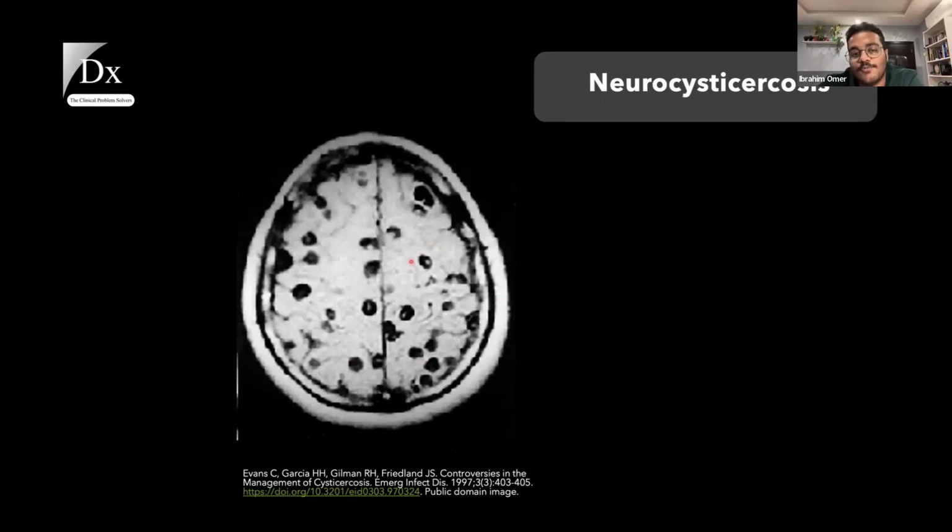And so how do you differentiate this from pyogenic abscesses or tuberculomas? Typically you'll find a dot in the middle. And the dot in the middle is typically the scolex of the tapeworm itself. So the scolex is the most anterior part of the tapeworm. And when you see this, you know that this is a typical feature of a viable stage of neurocysticercosis.